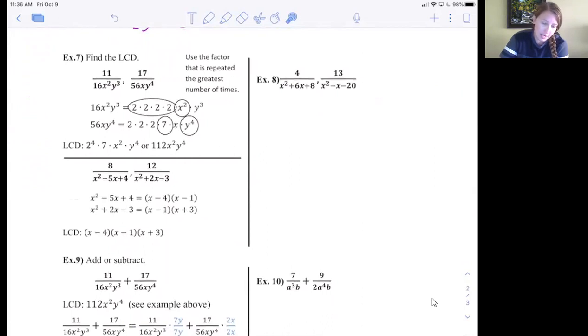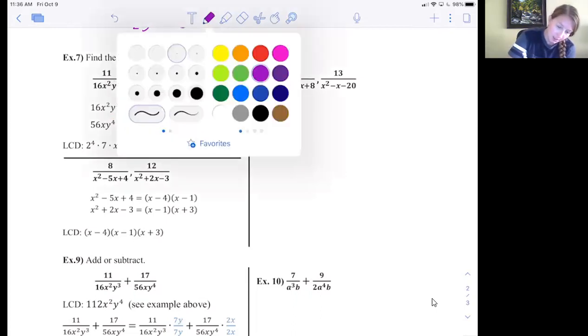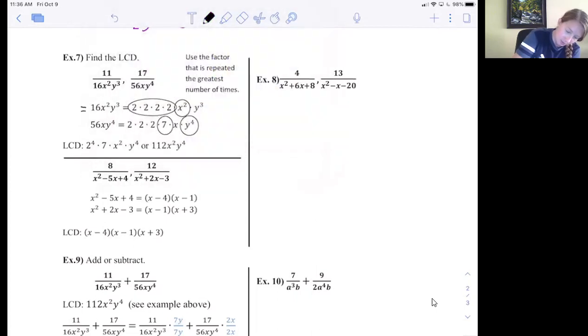So here for the LCD, because we just want to find the LCD, we're just worrying about the bottoms right now. They rewrote 16x squared y cubed starting with 2 times 2 times 2 times 2. It might be helpful to see first that 16 equals 4 times 4.